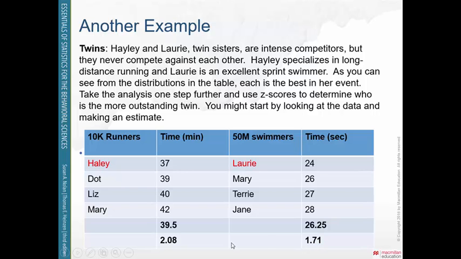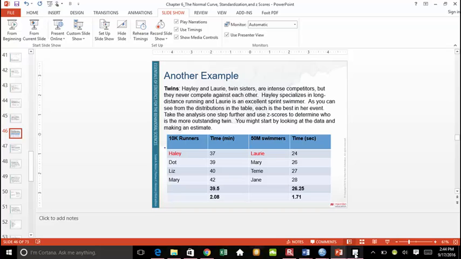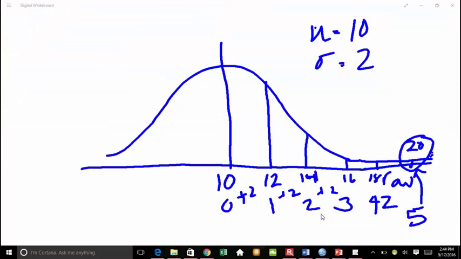So what you can do right now is find a z-score for Haley's time, 37, and then find a z-score for Lori's time, 24, and we'll see which is the more outstanding twin. So go ahead and pause here and work it out. All right, and if you did work it out, let's go through it together.